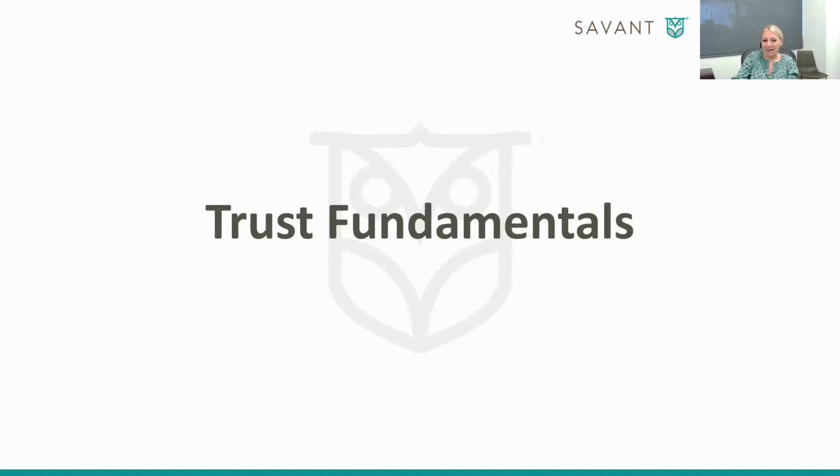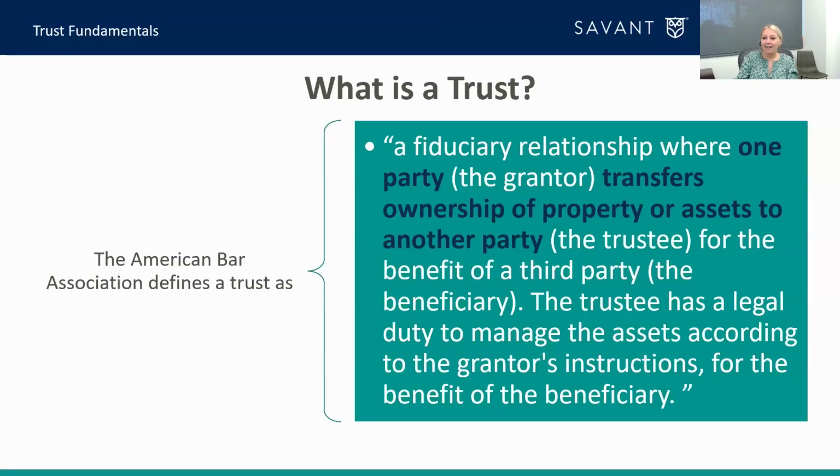So now, trust fundamentals. Dom hit on this definition a little bit, but I'm going to reiterate it. What is a trust? The American Bar Association defines a trust as a fiduciary relationship where one party, called the grantor, transfers ownership of property or assets to another party, called the trustee, for the benefit of a third party, called the beneficiary. The trustee has the legal duty to manage the assets according to the grantor's instructions for the benefit of the beneficiary. So that is a mouthful.